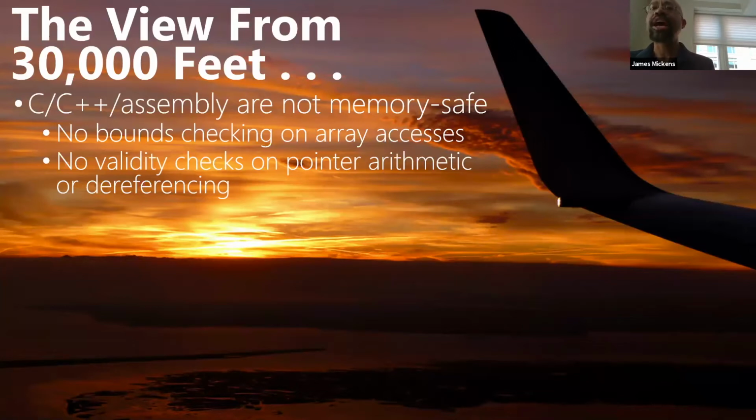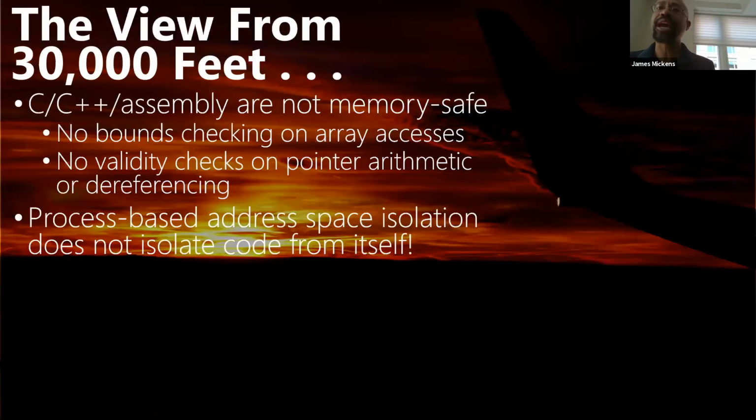And as it turns out, not being memory safe is a feature that enables a large variety of attacks. A key insight is that modern operating systems do provide process-based address space isolation. What does that mean? That means that two processes cannot directly poke at each other's memory. And so this, of course, is good, right?